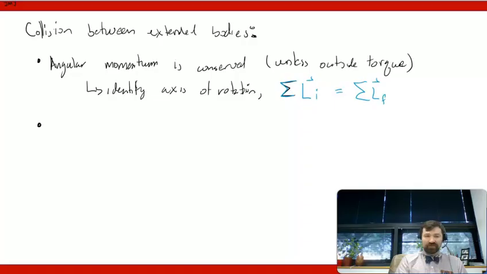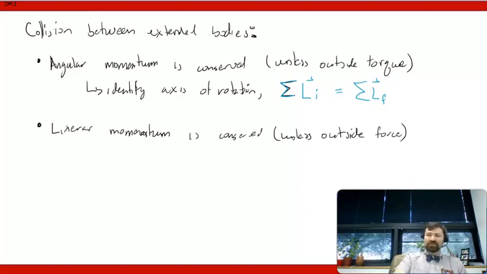Second principle is linear momentum should be conserved. And this is assuming that there's not some external force. So linear momentum is conserved unless there's an outside force. And an outside torque does imply an outside force as well. But it's possible, for example, that you might have all of your outside forces balanced, but not all of your torques balanced because of the torque being an r cross F.